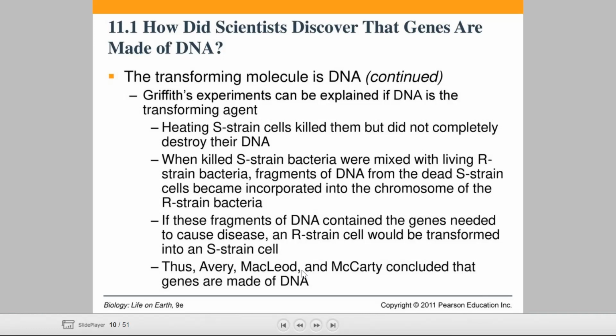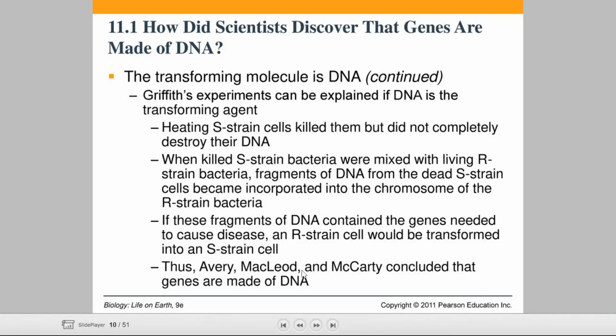Thus, Avery, MacLeod, and McCarty concluded that genes are made of DNA. So these three scientists concluded that genes are made of DNA. Because the R strain will take that DNA, and then this DNA from the dead cells will become incorporated into the chromosome of the R-strain bacteria. So remember the zombie story to make it easier.